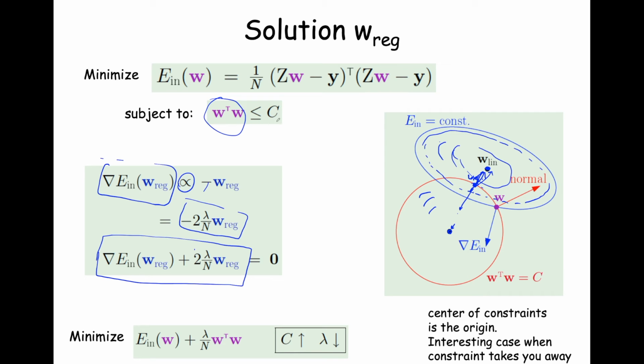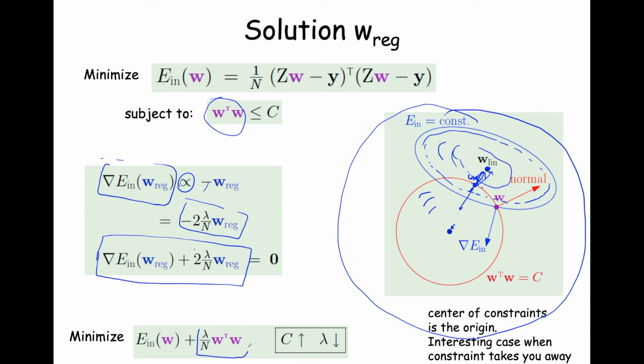If I have a generous budget for C, that means if this constraint circle is big enough, eventually it will envelop the W-lin solution. And if it envelops the W-lin solution, it means that when I select weight vectors W, this impact on the minimization for this penalty term is going to be very small. So lambda has to be small, corresponding to C being big.